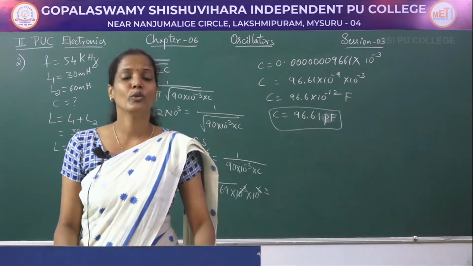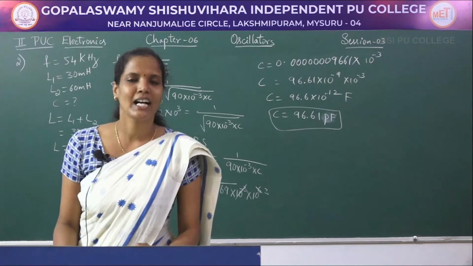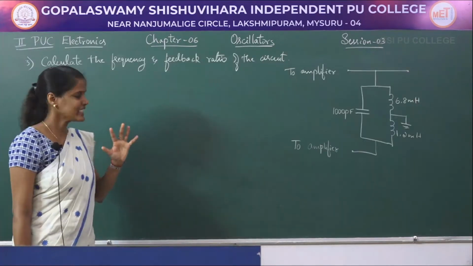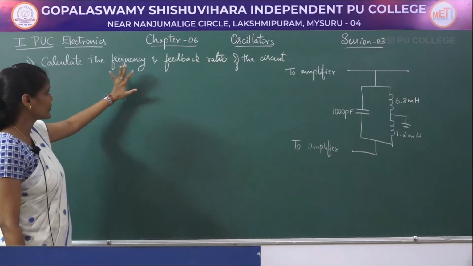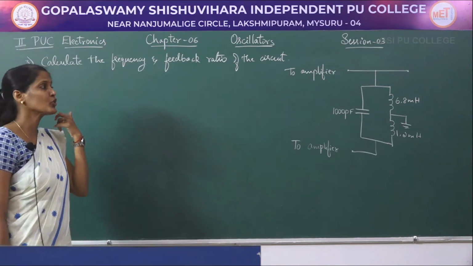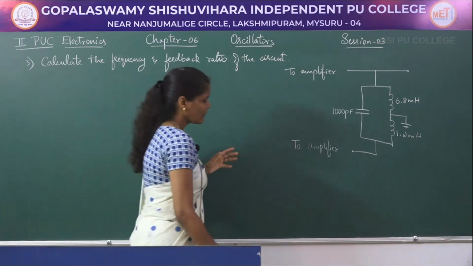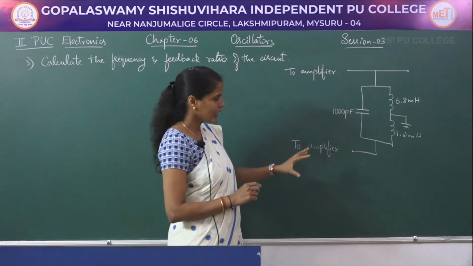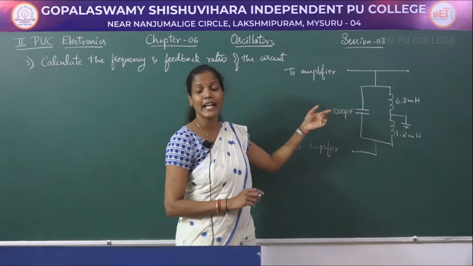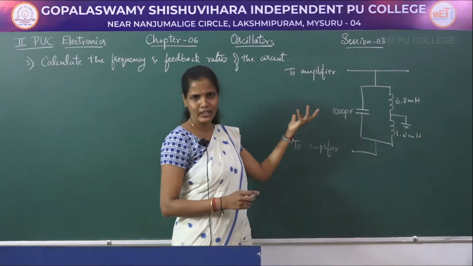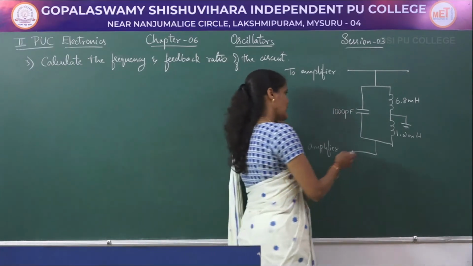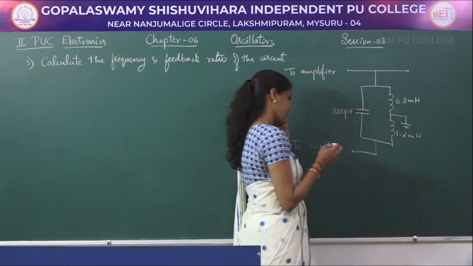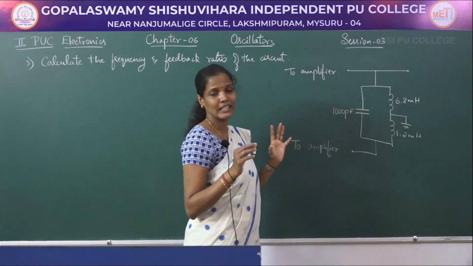Clear? Now we'll move on to the next problem of this Hartley oscillators. So this is the next problem where you have to calculate the frequency and feedback ratio of the circuit. Here they have not mentioned whether it is an Hartley oscillator or Colpitts oscillator. Looking into this particular diagram, that is the tank circuit of one of the oscillator circuit. So here we are having 2 inductors and 1 capacitor, so it is an Hartley oscillator.